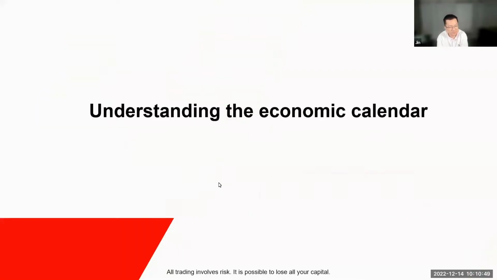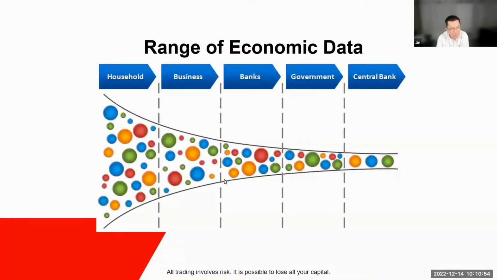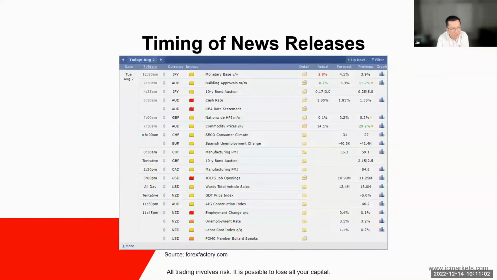With that, let's look at understanding the economic calendar. Okay, there's a whole range of news to be released. Okay, I'll show you one more here first. Okay, so this is in August. We have yen monetary base numbers. We have the Aussie interest rate, or what they call the cash rate here. We have JOLTS job opening. That's the US jobs opening number, and also employment change numbers for New Zealand. So a whole bunch of news events, adding it all together.